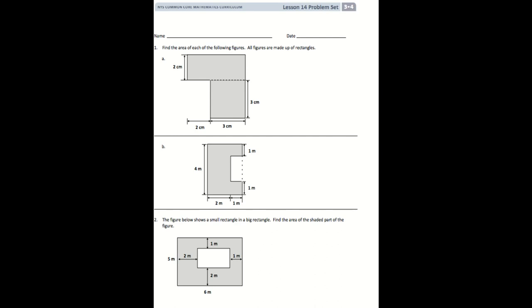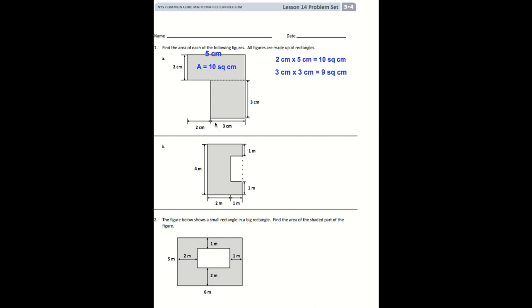So number 1, find the area of each of the following figures. All figures are made up of rectangles. So this would be 5, and I know that because it tells us down here 2 and 3 centimeters. So 3 centimeters plus 2 centimeters is 5 centimeters. So to find the area of this top rectangle, it would be 2 centimeters times 5 centimeters, and that would equal 10 square centimeters.